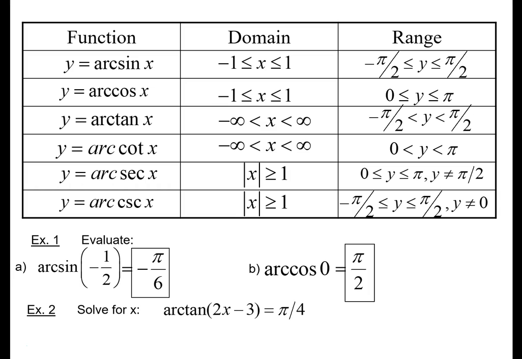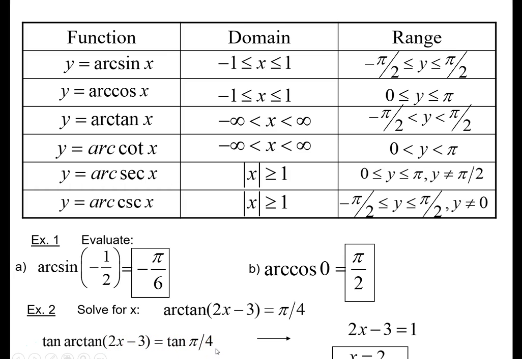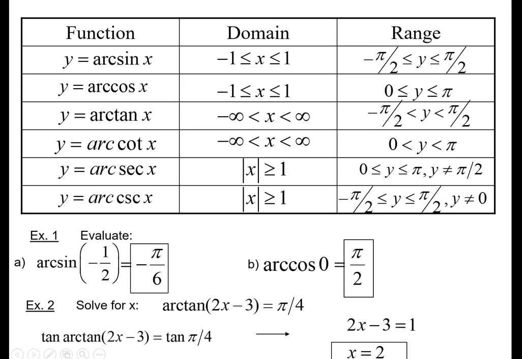Solve for x. So if we have arctangent of 2x minus 3 equals pi/4, we can take the tangent of both sides, and what that effectively does, it undoes the arctangent on the left side, and that leaves me with 2x minus 3 on the left side equals the tangent of pi/4, which is 1. Tangent of pi/4, first quadrant, pi/4 tangent values are 1. And so solve that equation, you get x equals 2.